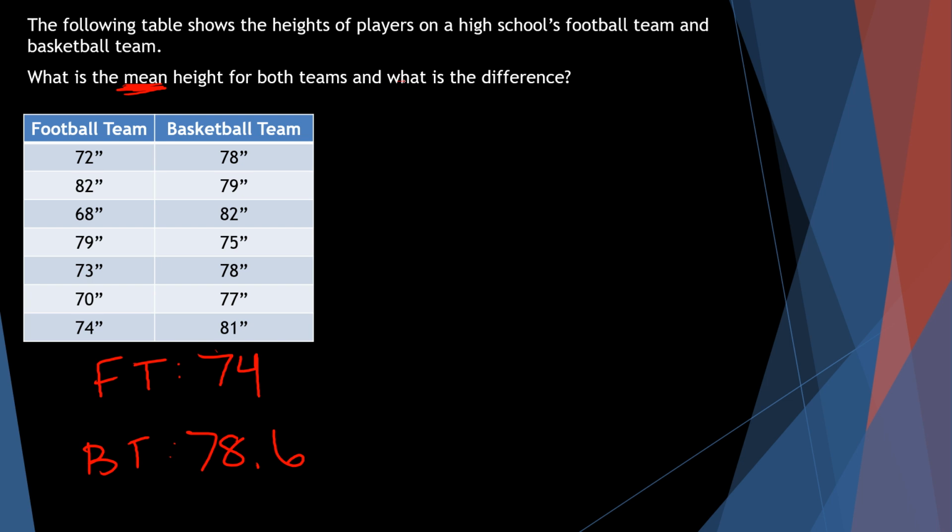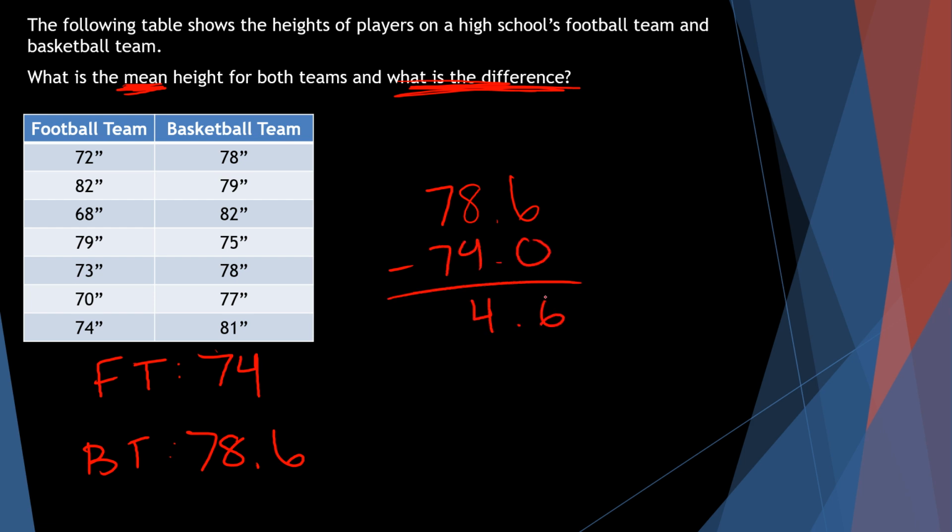Now we also want to know what is the difference, which means we need to subtract these. So 78.6 minus 74, which would give me 4.6. So these over here are the averages or the mean heights, and 4.6 would be the difference between their averages.